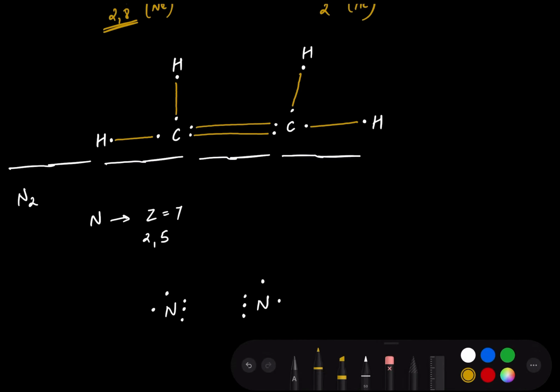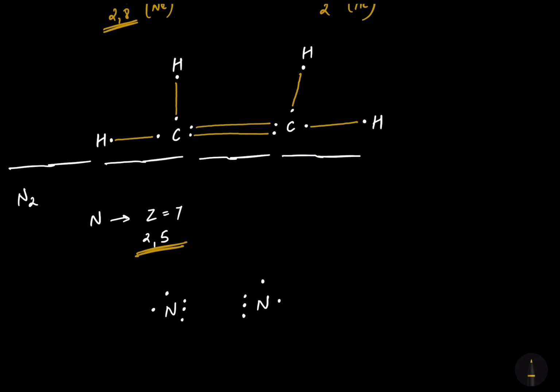Now, how many electrons are required by nitrogen to achieve the stable noble gas configuration, or to have 8 electrons in its outermost shell? It needs 3 more electrons to become 2, 8. So that means nitrogen will form 3 bonds. Here nitrogen will form 3 covalent bonds: the first covalent bond, the second covalent bond, and the third covalent bond. By forming 3 covalent bonds, nitrogen will achieve 8 electrons in its outermost shell.